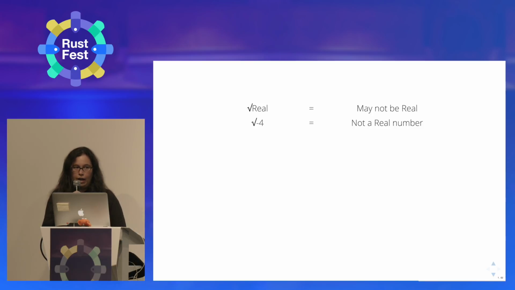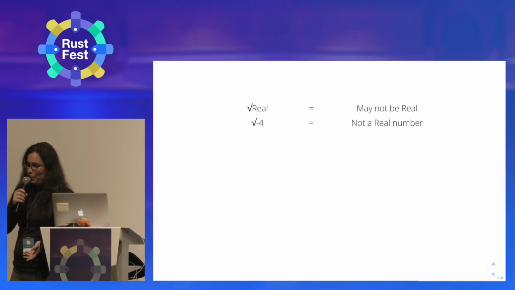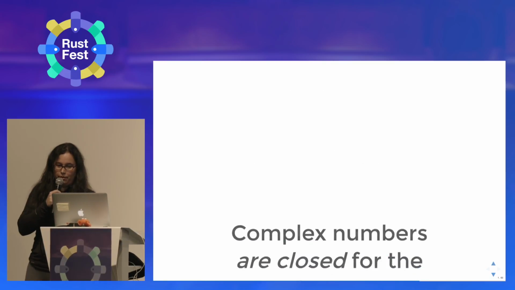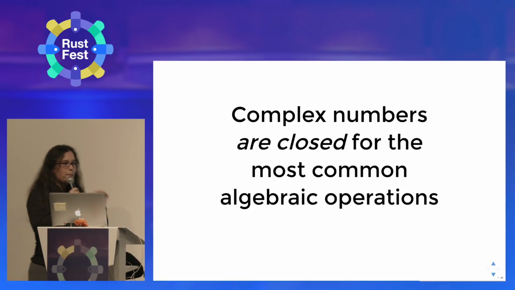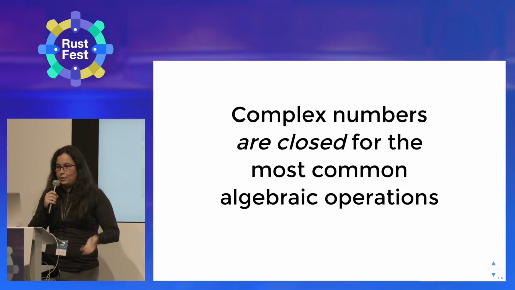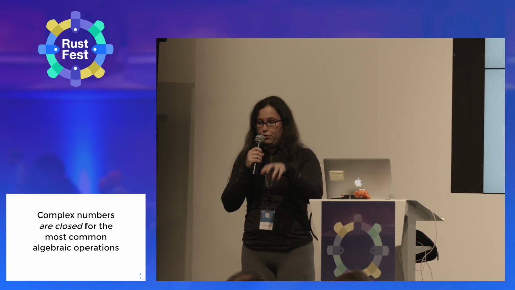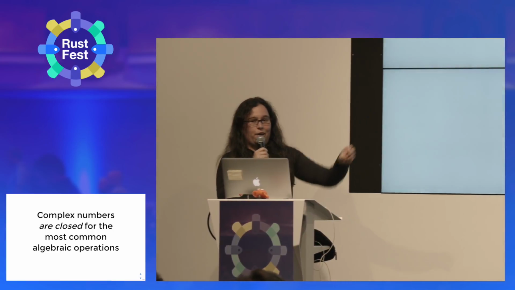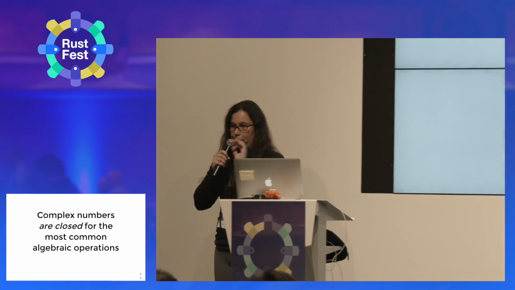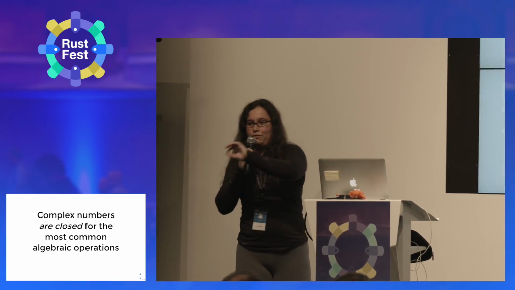This one. When you're looking for the square root of a number, if you're looking for the square root of -4, the result is not going to be a real number. So this is sad. So the thing here is complex numbers. They have this property that we say they are closed for the most common algebraic operations. So if somebody says that this operation is closed, you can be sure that the input is going to be the same type as the output.